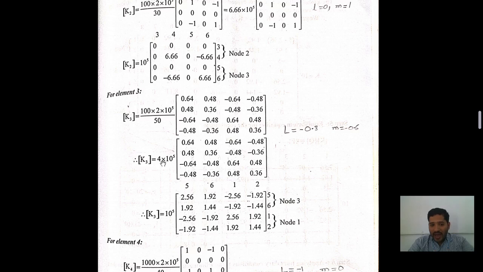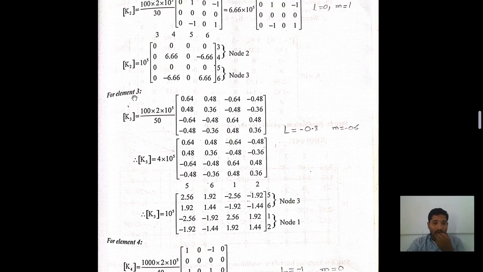After getting this value, you need to multiply 4 into 0.64, you will get 2.56. 4 into 0.48, 1.92. 4 into minus 0.64, minus 2.56. 4 into minus 0.48, minus 1.92. So if you multiply 4 to all the values, this matrix will appear.